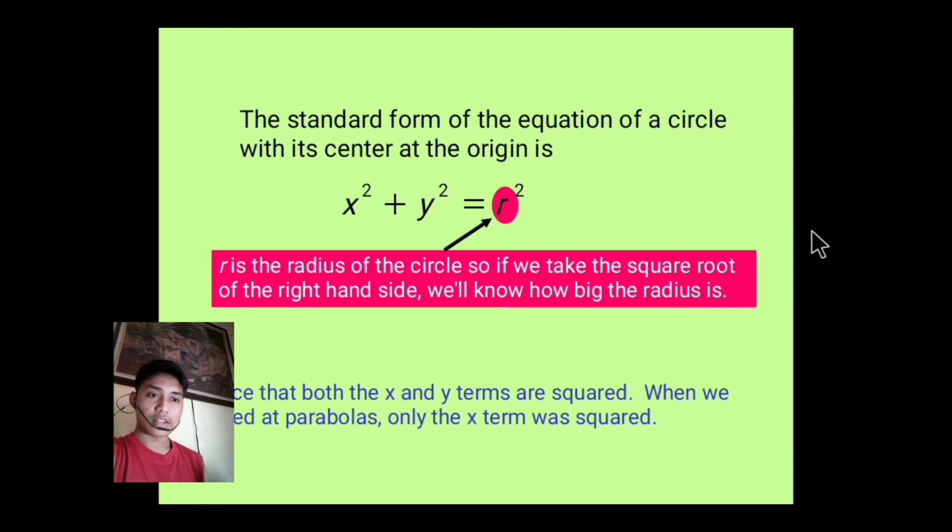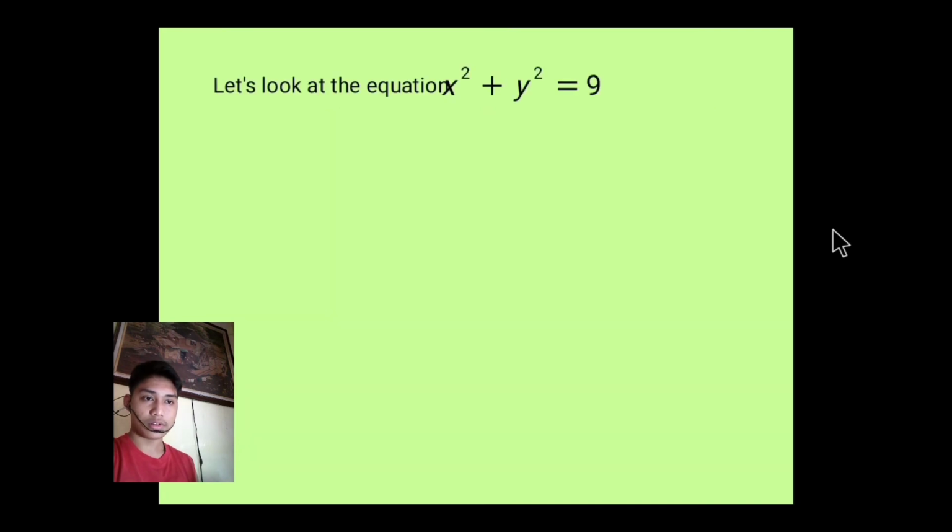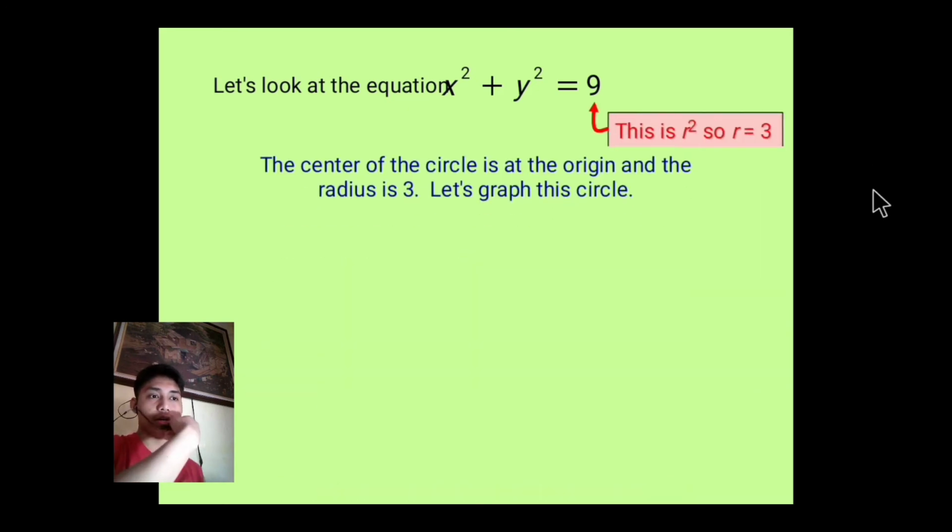Notice that the x and y are squared, like when we look at parabolas where the x term was squared. So let's look at the equation x squared plus y squared equals 9. This is the equation we can use if the center of the circle is at the origin, or the coordinates (0, 0). So r squared is 9.